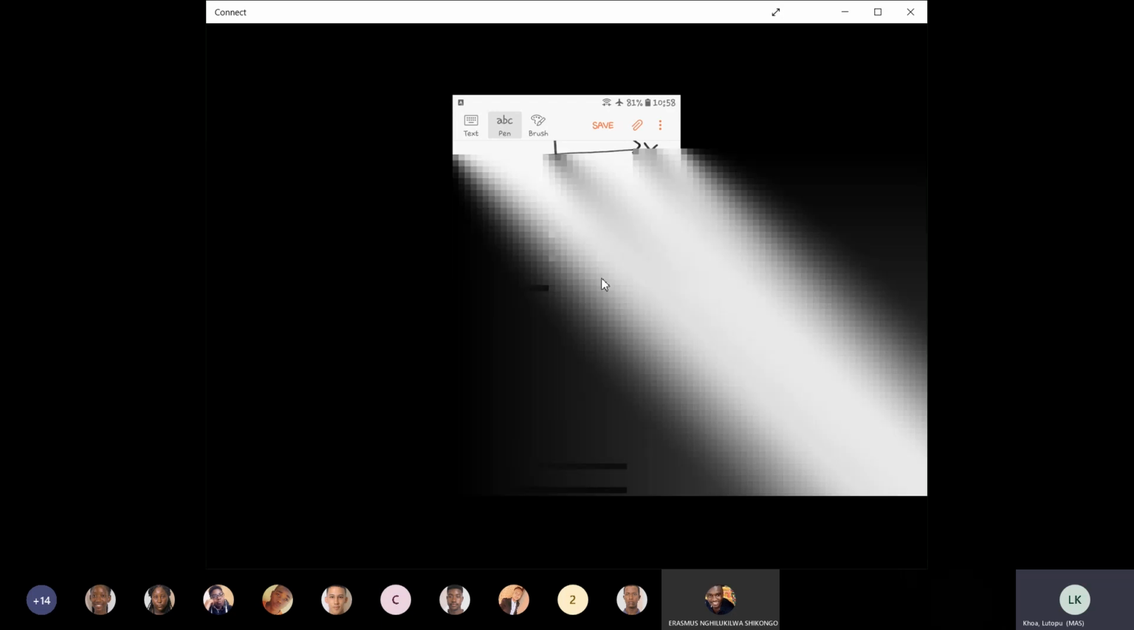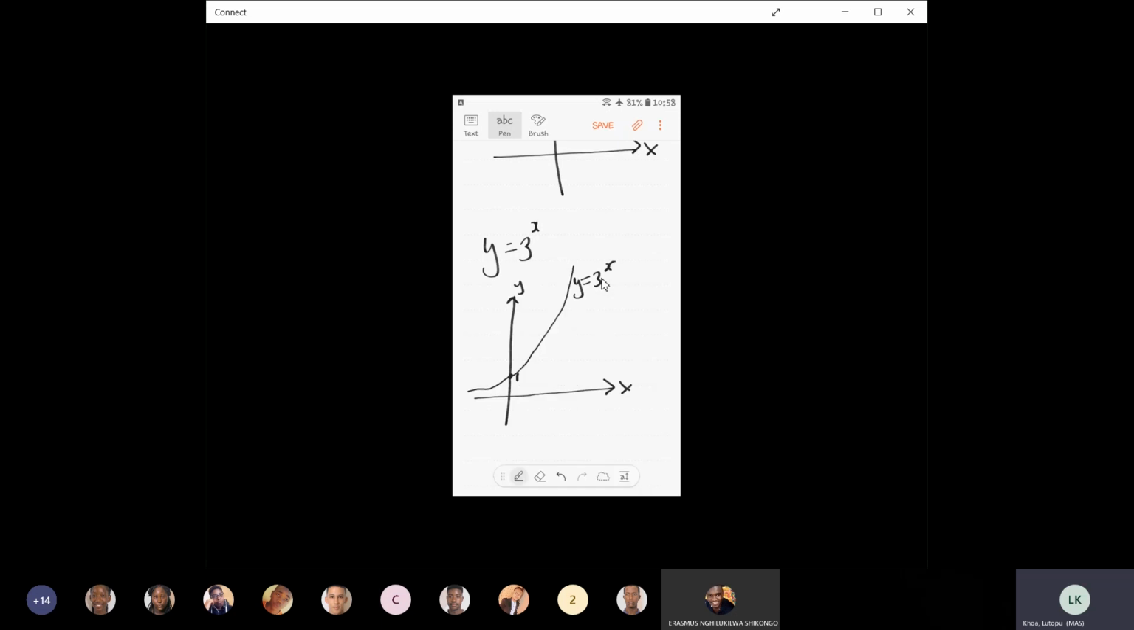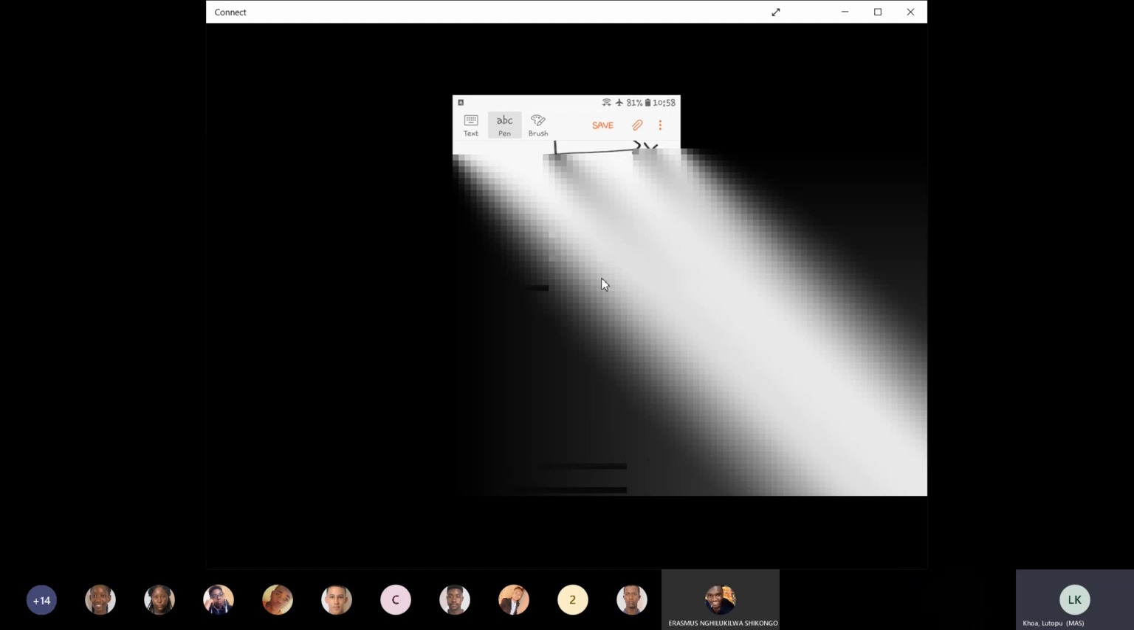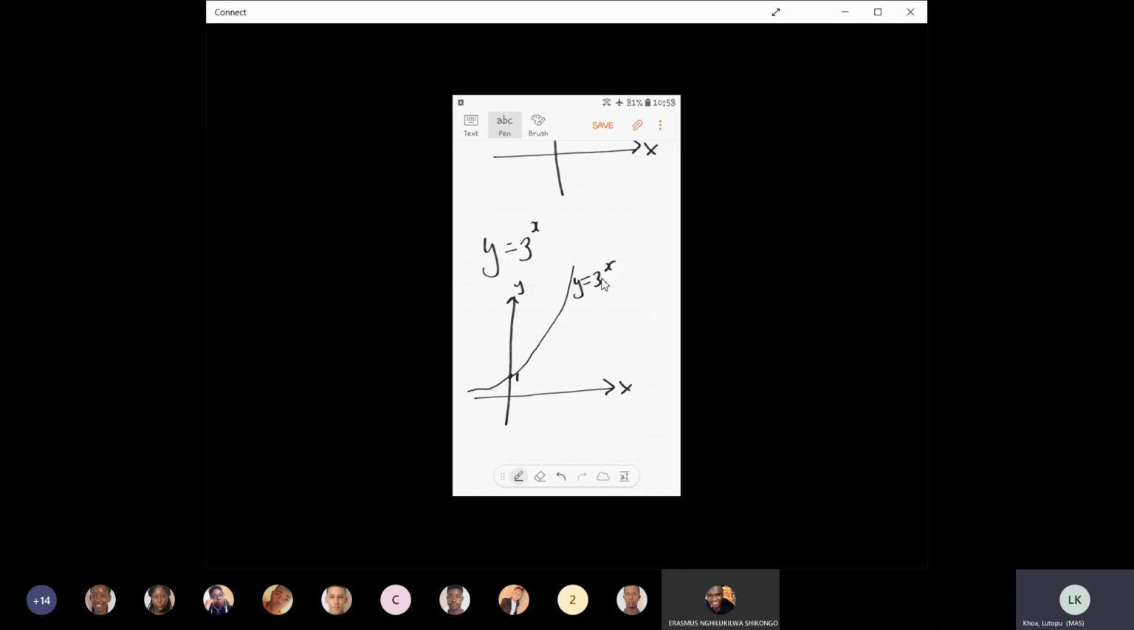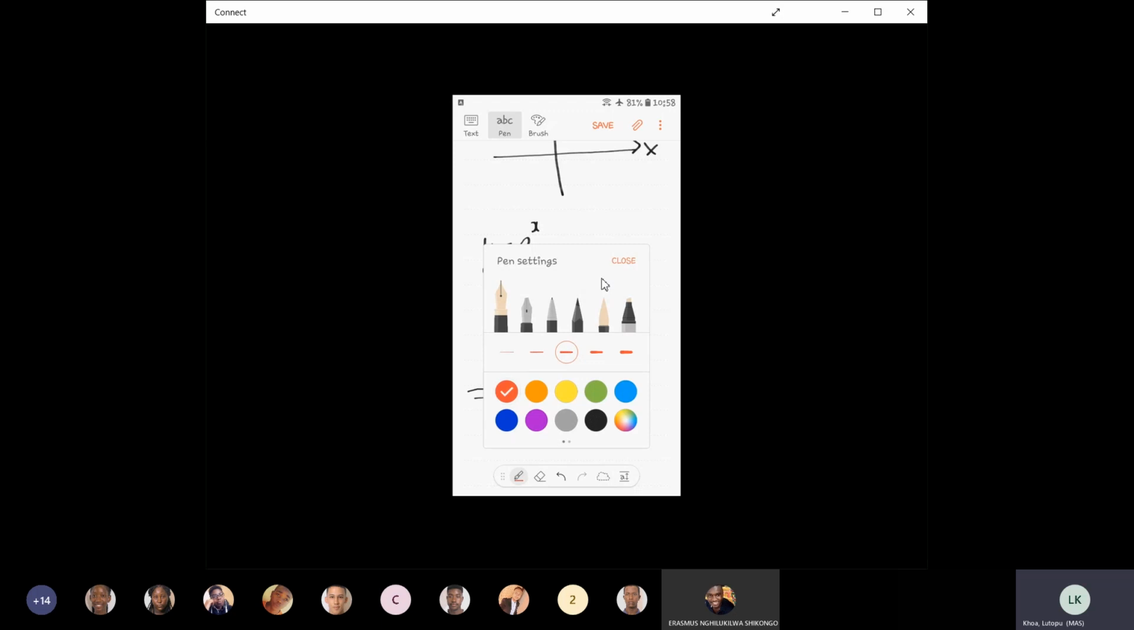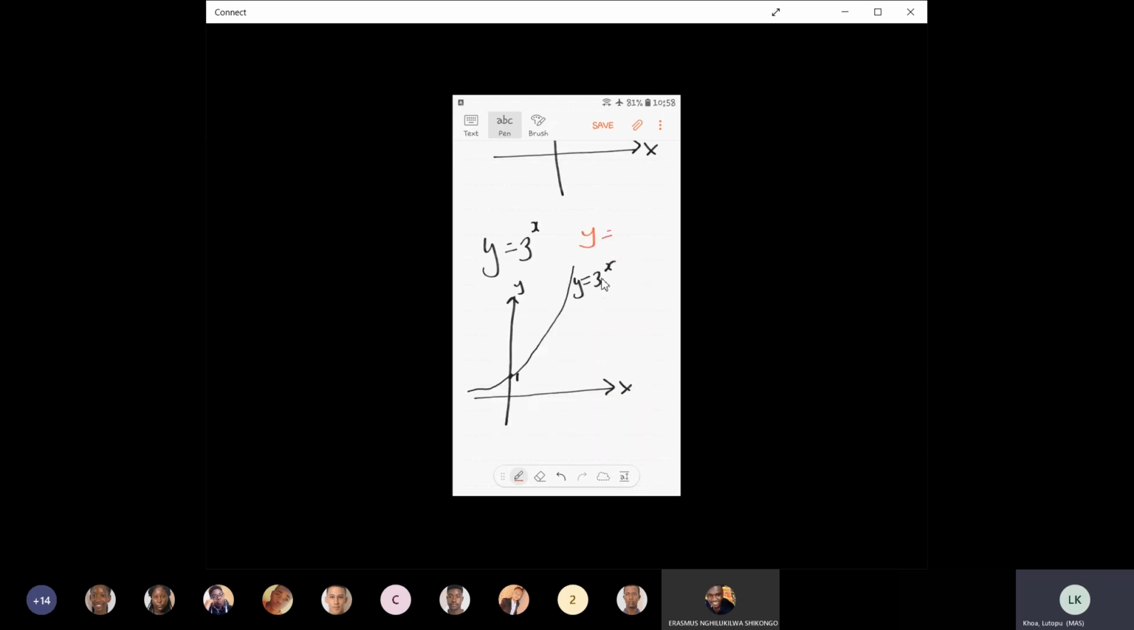Now the tricky part comes in when I ask you to draw two exponential functions on the same graph. Now let's say I also ask you to sketch y is equal to, let's say, 10 to the power of x on the same graph. Now I know the shape of y is equal to 10 to the power of x is also going to be like that. Okay, that is the general shape. Now, how is it in relation to 3 to the power of x?